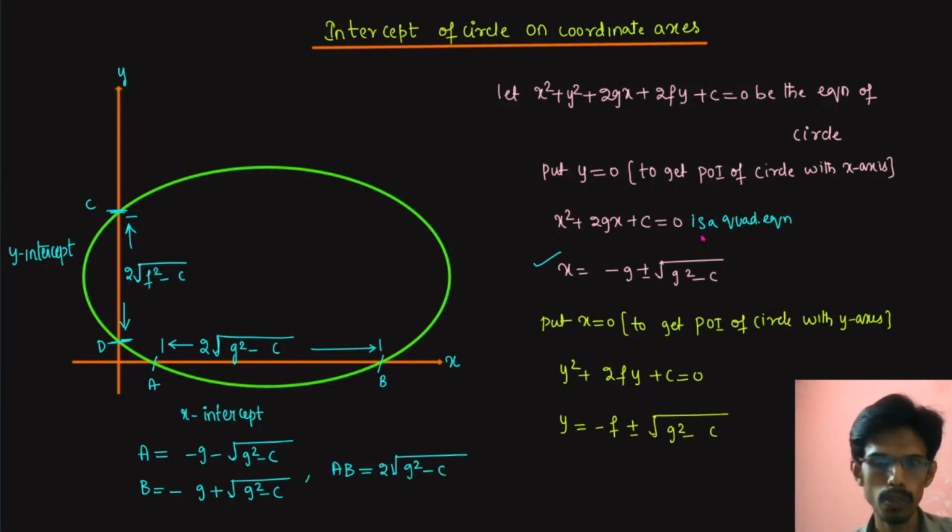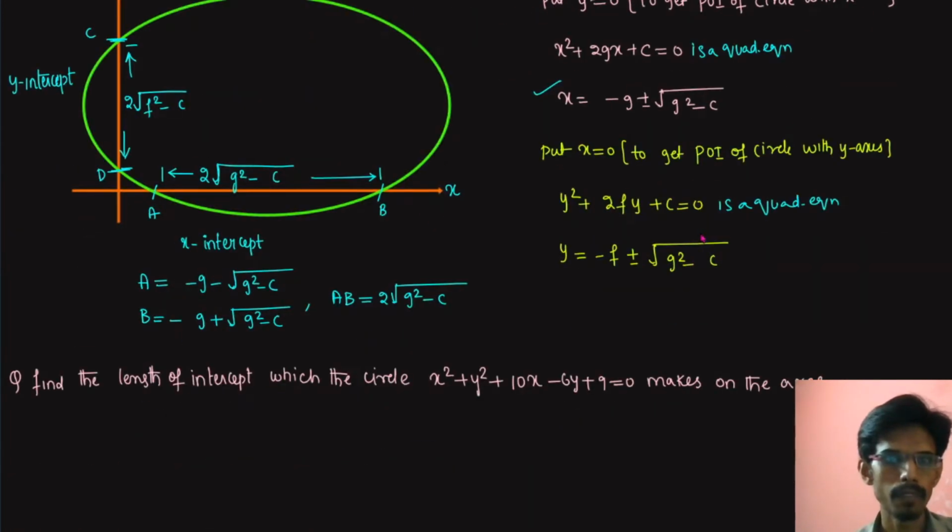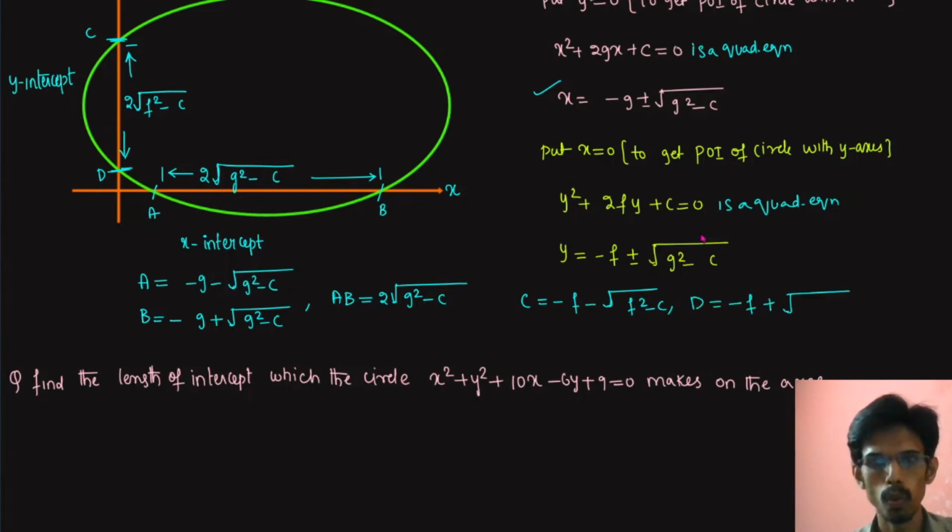Similarly, put x equal to 0 to get the point of intersection of circle with y-axis. So the equation of circle will become y square plus 2fy plus c equal to 0, which is also a quadratic equation. Get the two roots of the equation, that will be minus f plus or minus root f square minus c. So I'll get the points C and D. C will be minus f minus root over f square minus c, and D will be minus f plus root over f square minus c.